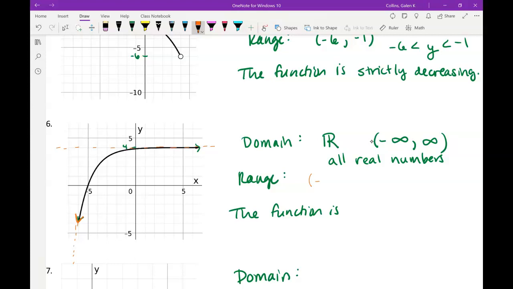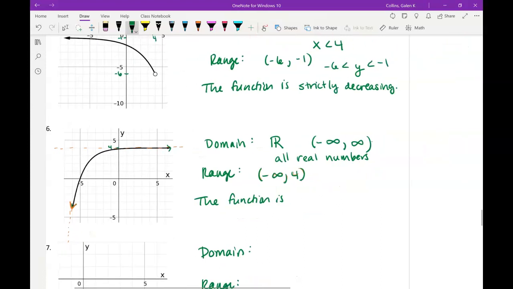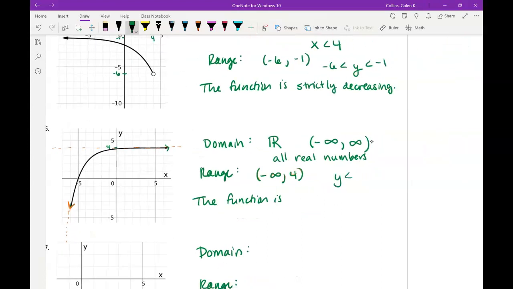So we would start at -infinity, and then we would go up to +4, but I don't believe that this range includes 4. Right over that in greens for consistency. We could also say y values less than 4.